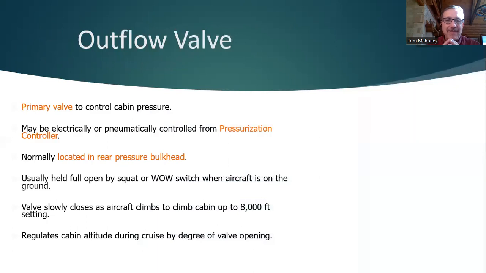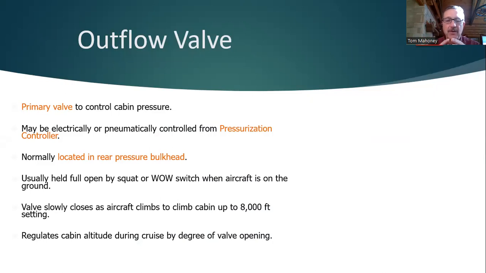Then we have the outflow valve, and that's our primary valve that controls the pressurization inside the aircraft. It's usually at the bulkhead, and that'll modulate closed the higher we go in altitude. So once we hit 8,000 feet, the outflow valve might still be pretty much open. Once we climb the aircraft above an indicated altitude, 8,000 feet, we're going to try to maintain a cabin pressure altitude of 8,000 feet. So when we get to 10,000 feet, the outflow valve has started to close, holding that cabin pressure altitude at 8,000 feet.